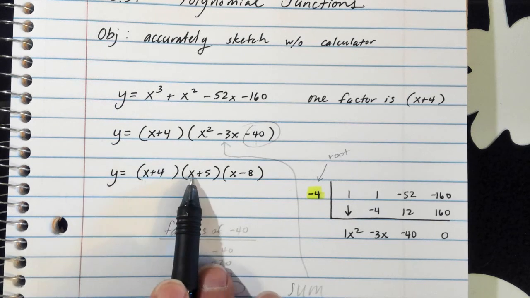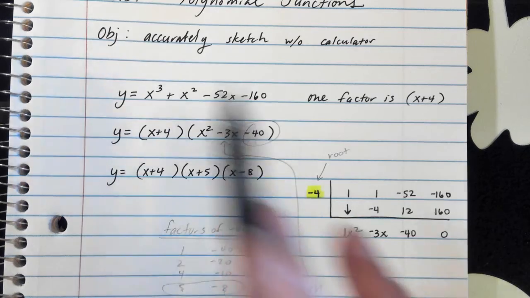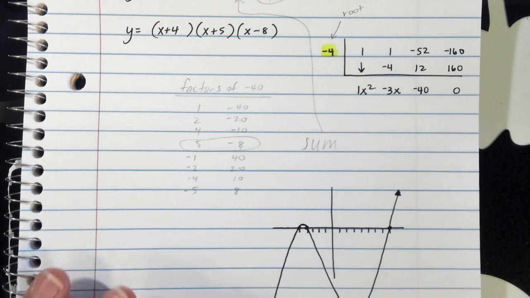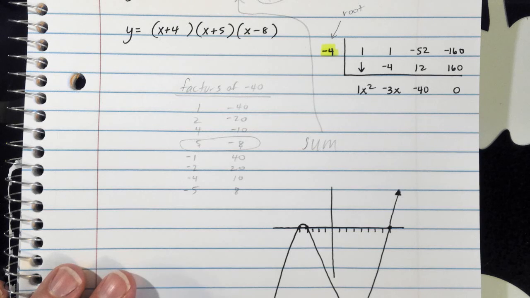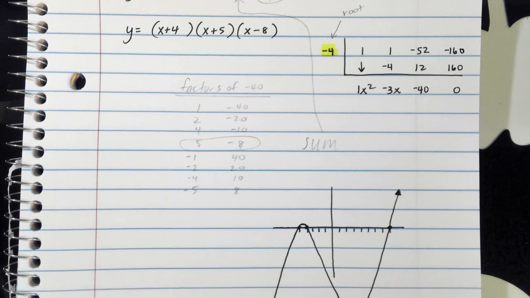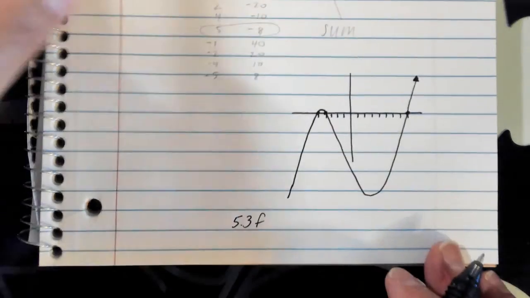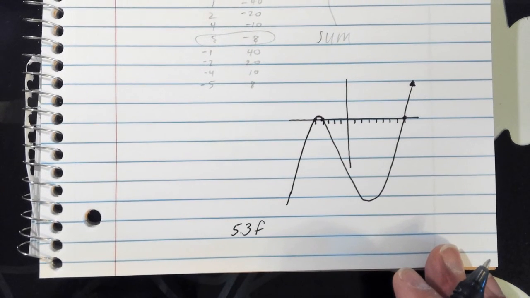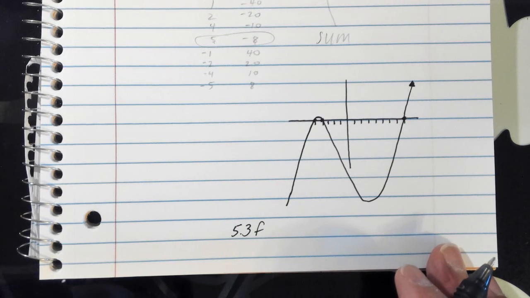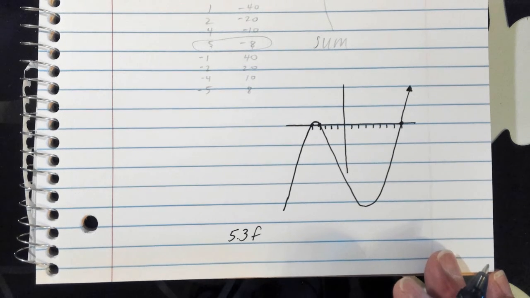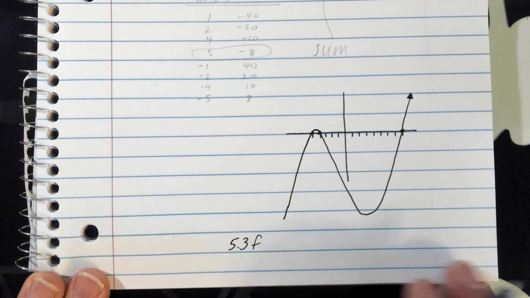X cubed. There you go. 7-minute lesson. The assignment is 5.3F. This is not as hard as the previous lesson, so there's probably going to be more than 4 problems.